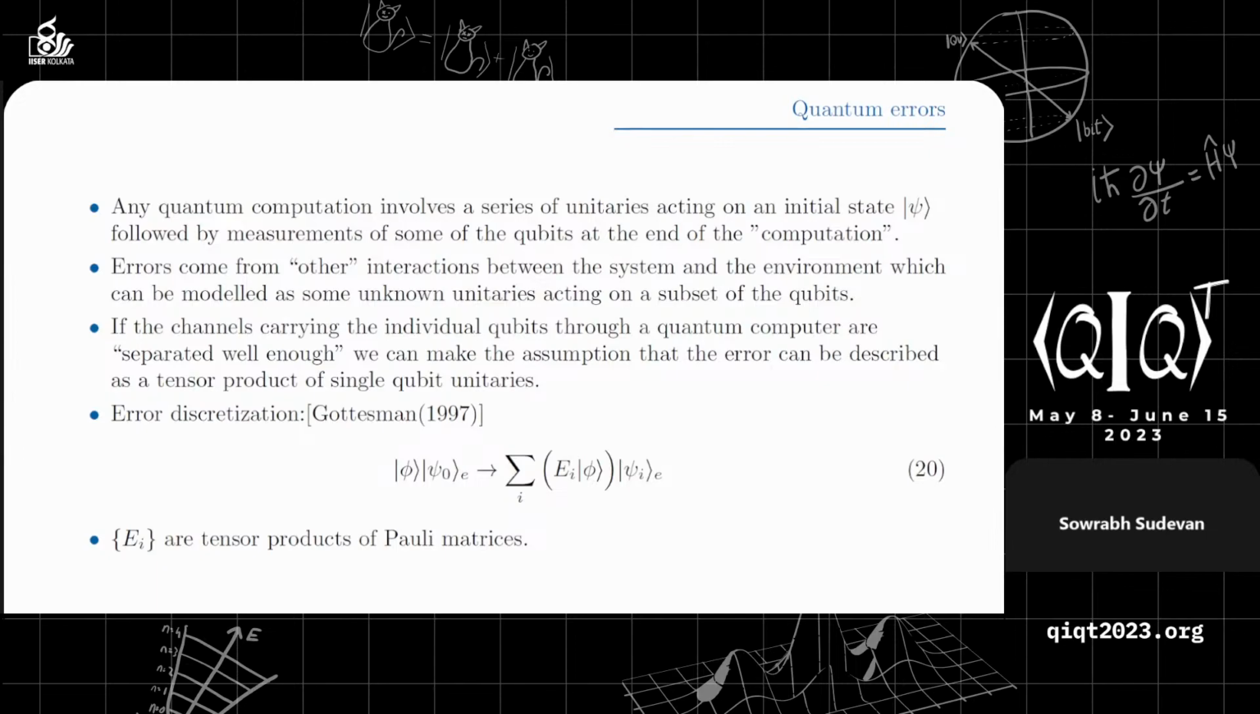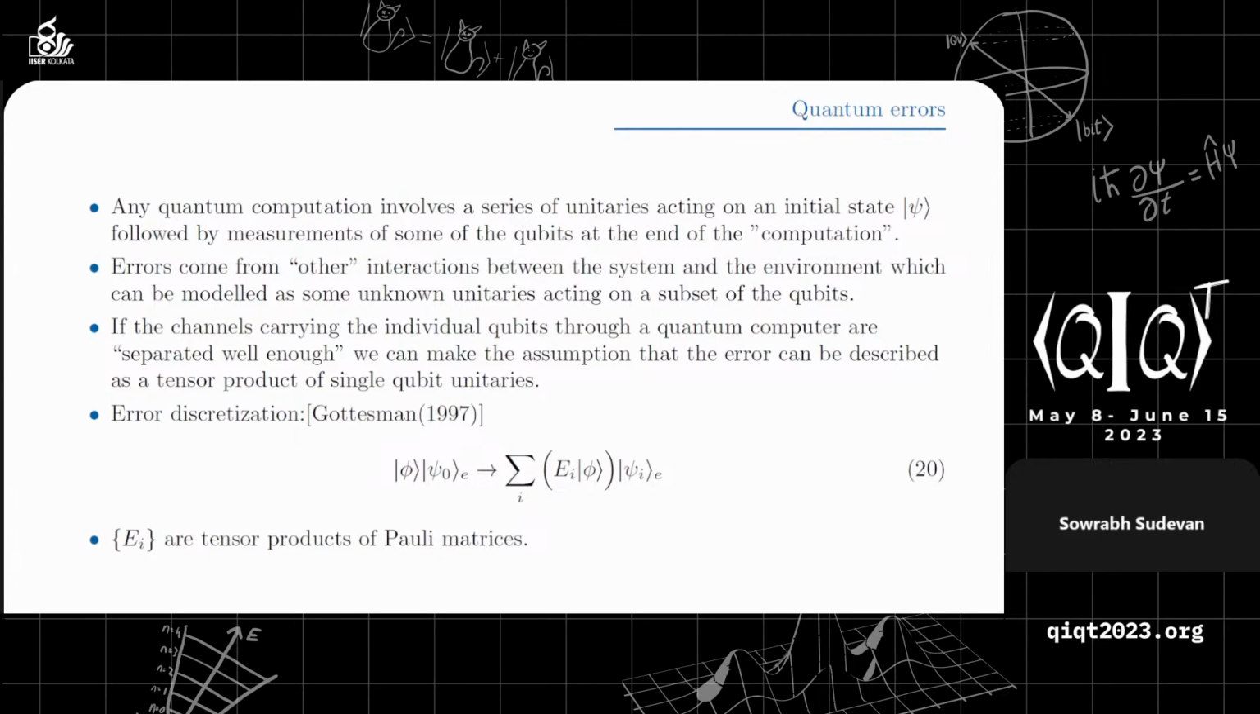the qubits. So if the channels carrying the qubits in this quantum computer are, let's say, separated well enough, we can make the assumption that the error can be described as a tensor product of single qubit unitaries.